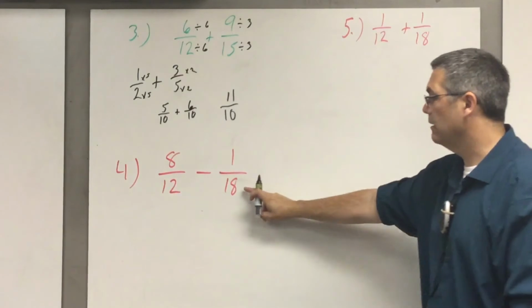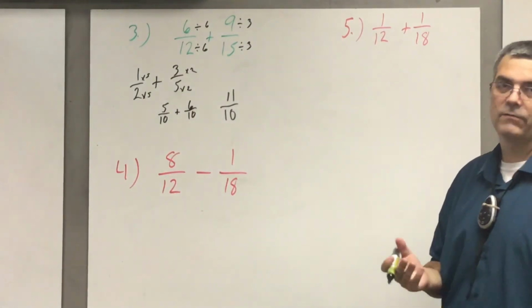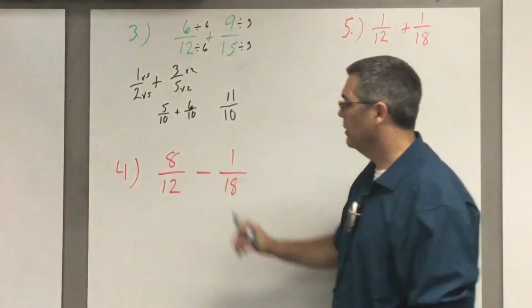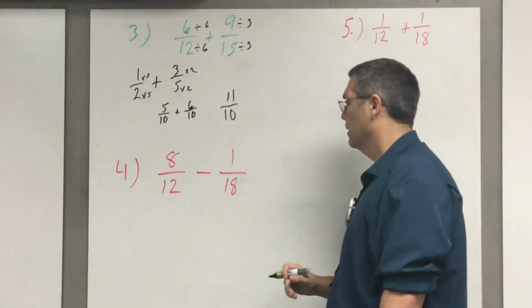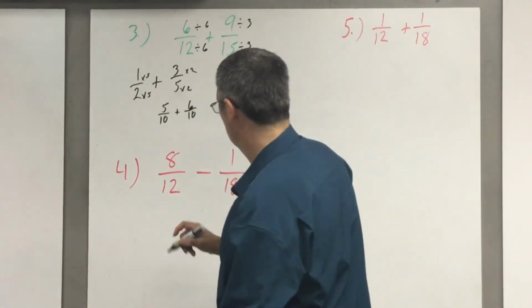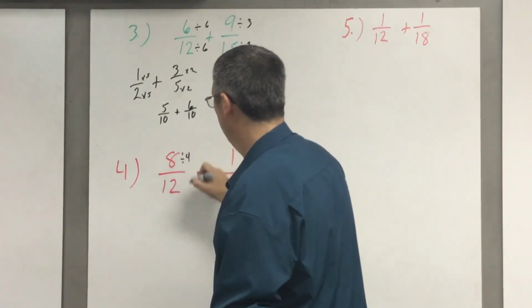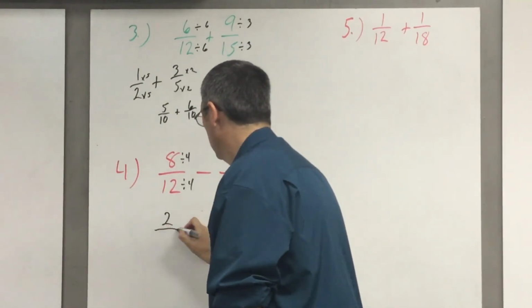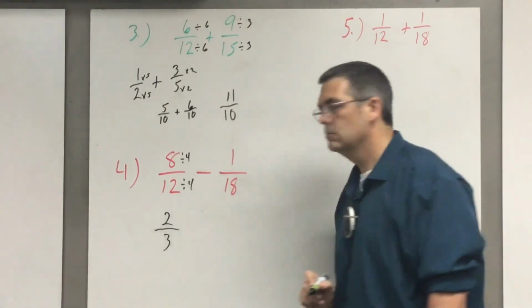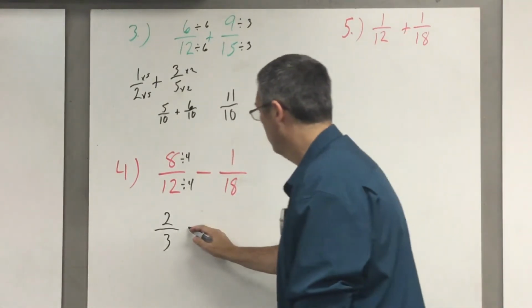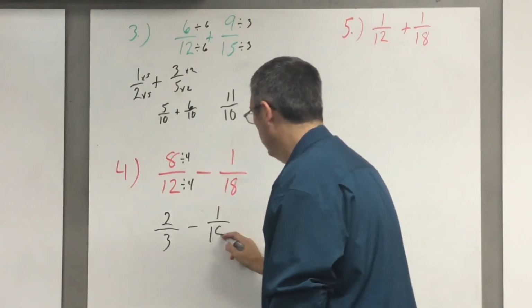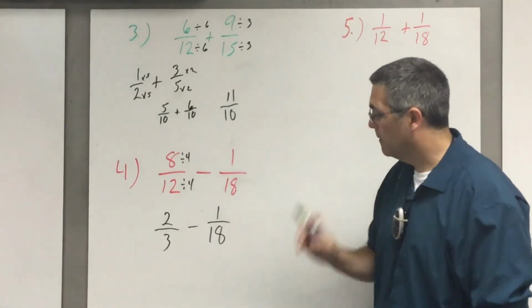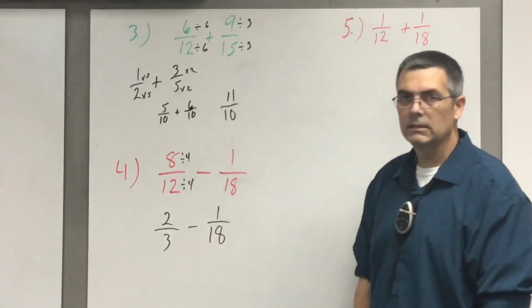Now I could list this out, and I'd get there. I just have to reduce at the end. But here, 8/12 becomes, let's see here, divide by 4, divide by 4, 2/3, 2/3 minus 1/18. And now look, doesn't 3 go into 18?